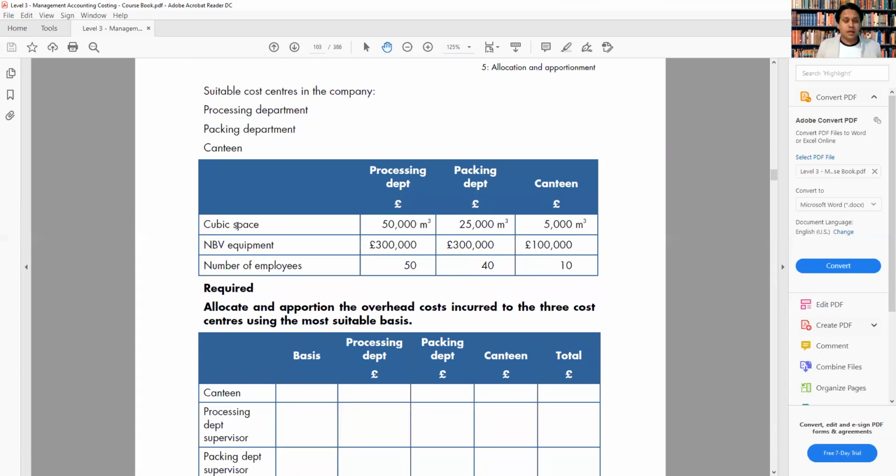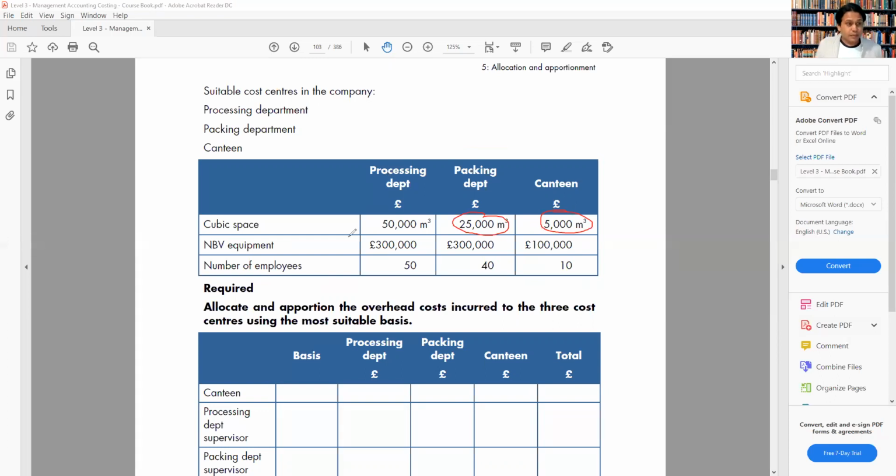So let's say 1 square meter, 2 square meter. Sometimes people say my bedroom is too big, it is 100 square meter, or my office is really big, it is 60 square meter. So square meter is basically the space, how big it is. Cubic space, it says 50,000 square meter for the processing department. For the packing department it is 25,000, and for the canteen it is 5,000.